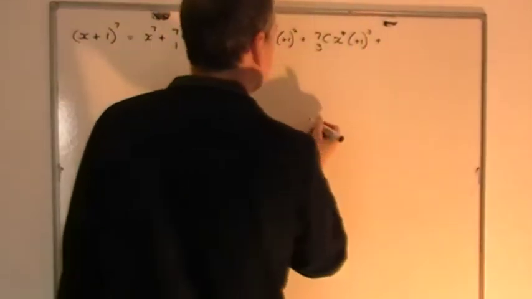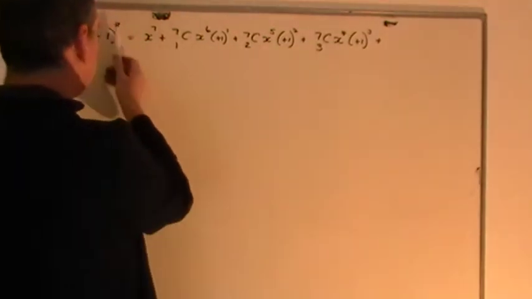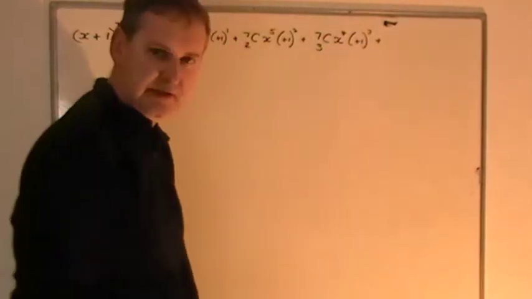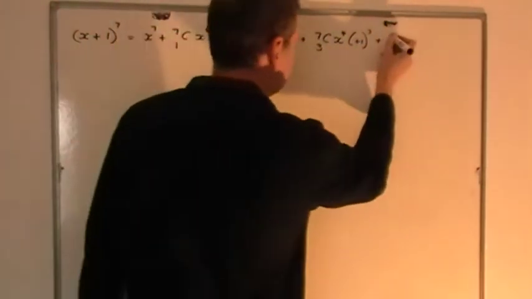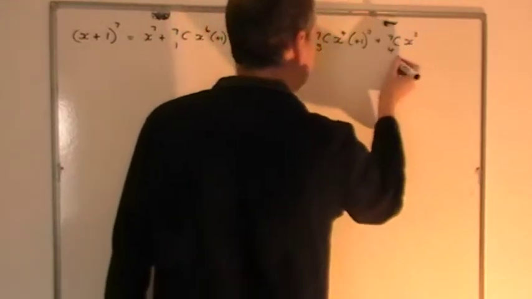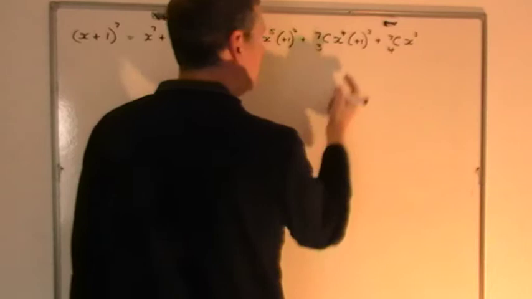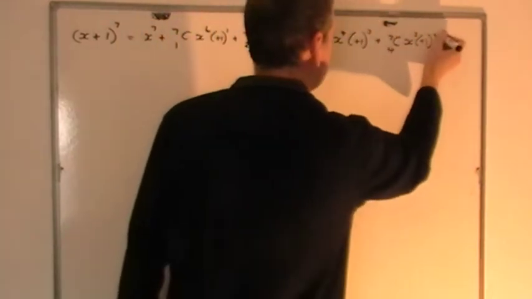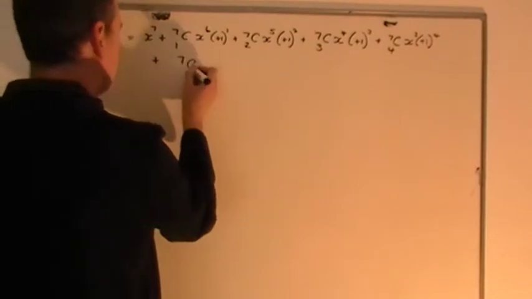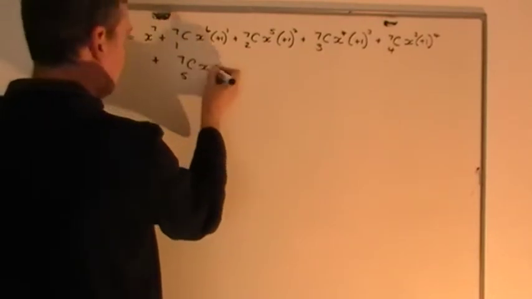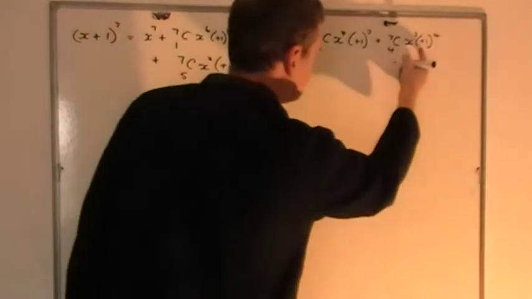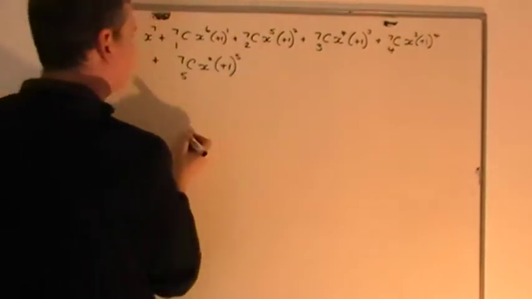Plus, remember at all times, because it's power 7, these two powers must add up to 7 at all times, as it is doing, as you can see. Next, 7 choose 4, x to the 3 falls from power 4 to power 3, the plus 1 rises from power 3 to power 4. Plus, then we've got 7 choose 5, x now falls from a power 3 to a power 2, plus 1 rises from a power 4 to a power 5.